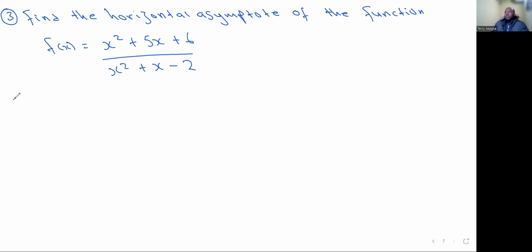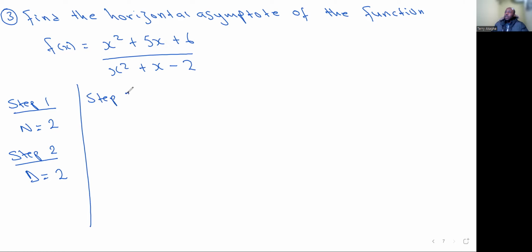So the same thing, step 1, we need to find the degree of the numerator. You can see the maximum power of x here is 2. Step 2, the degree of the denominator, same thing. The maximum power here is 2. So now in this case, step 3, you can see that n is equal to d.